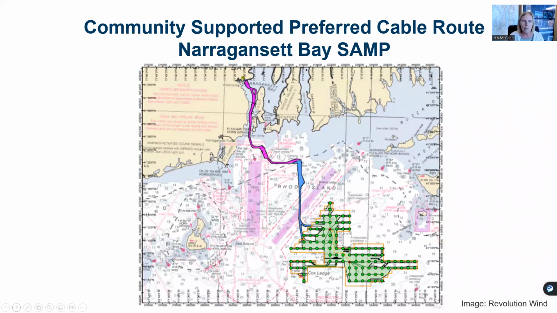So here's an example that took place in Rhode Island in 2018, 2019, where communities did have significant influence in siting a preferred cable route within Narragansett Bay in Rhode Island for the Revolution Wind cable. And this was led by the Coastal Resources Management Council here in Rhode Island, so our coastal program.